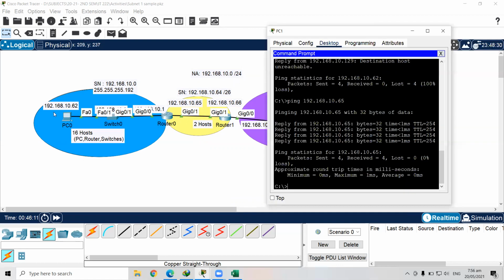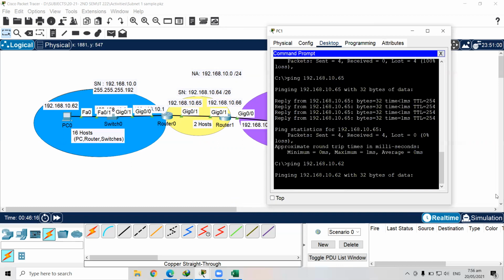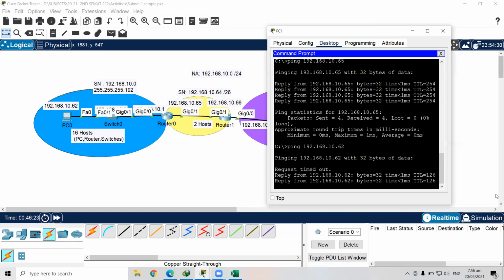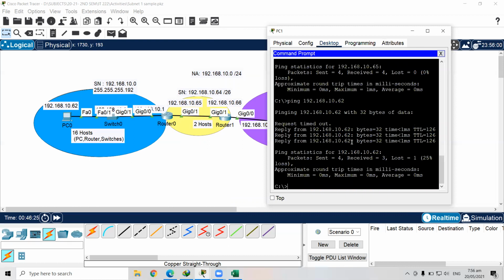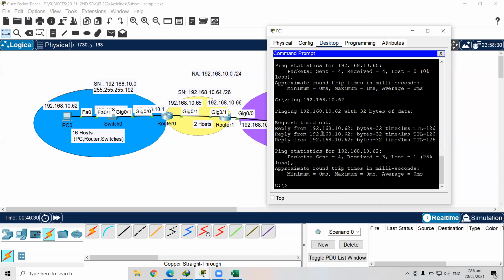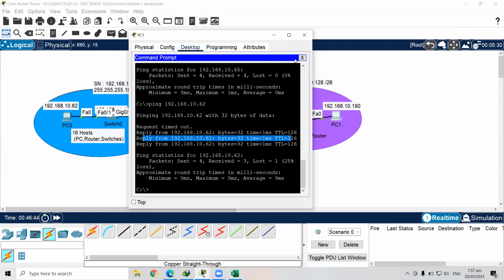Next naman is PC1 hanggang dito, kung maaabot. That is now 62. Ayan. Unang ping, timeout pa siya kasi hinahanap pa niya yung route. Ayan, successful na siya. Sa 4 packets, isa lang yung nag-miss. Reply, successful, bytes, ganun. Successful yung pagkaka-connect sa kanya, so pwede na silang makapag-ping, makapag-share ng data. Yan lang yung sa subnetting.